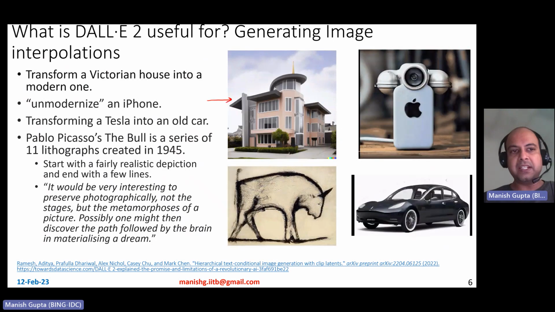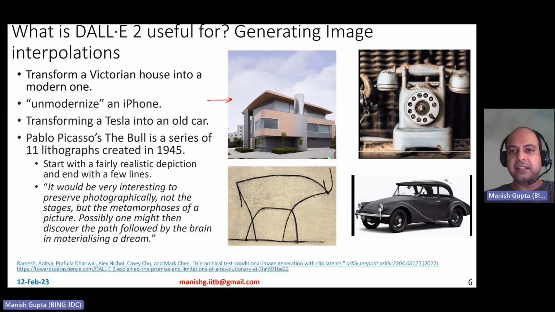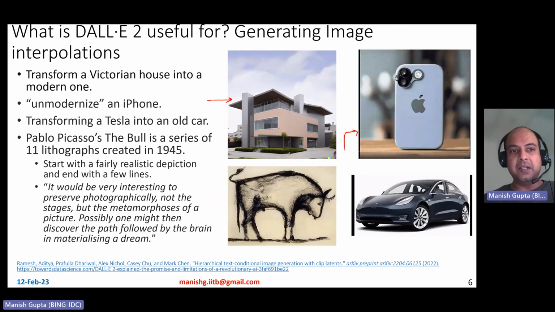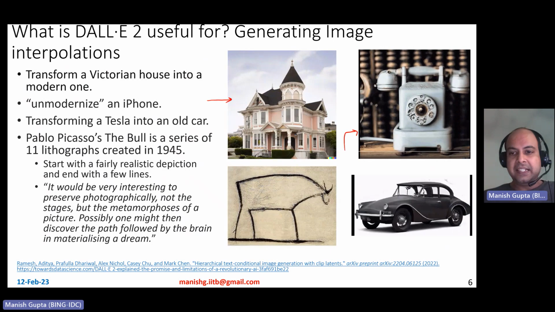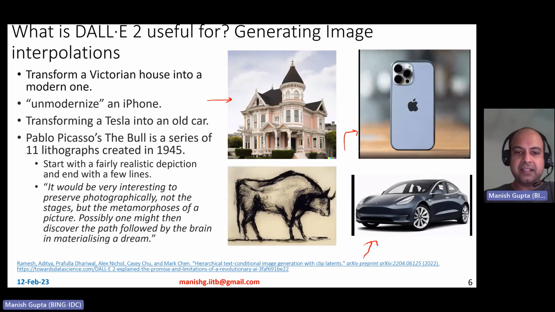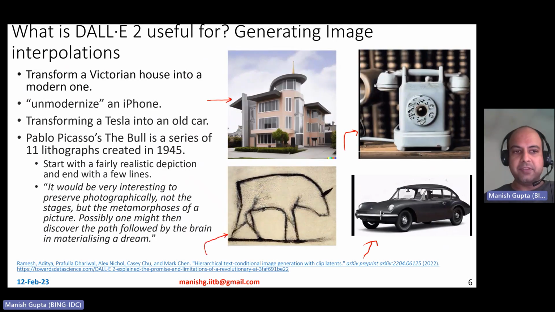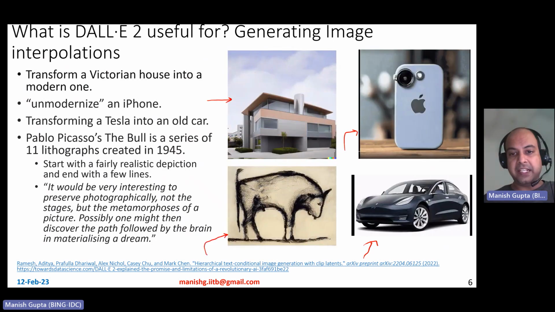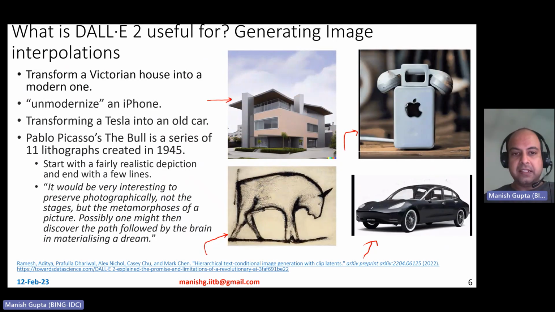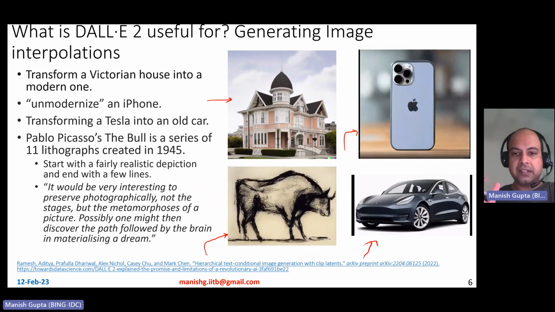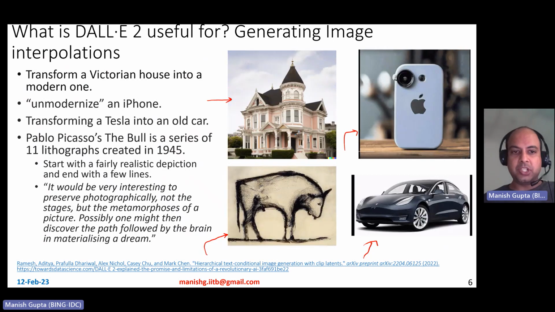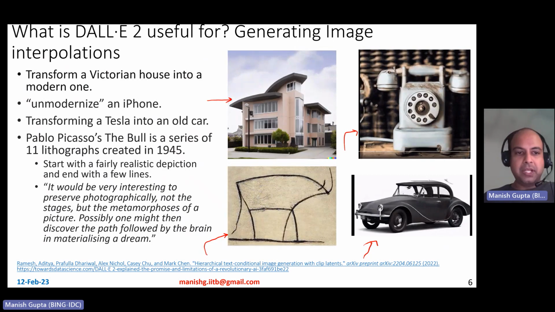Here is a Victorian house being transformed into a modern one. Here is an iPhone being unmodernized to an old phone. Here is a Tesla car being transformed into an old car. And here is Pablo Picasso's The Bull, which is a series of 11 lithographs created in 1945. And this is a nice variation. This is a depiction of the transformation starting from a fairly realistic depiction of a bull and ending with just a few lines.